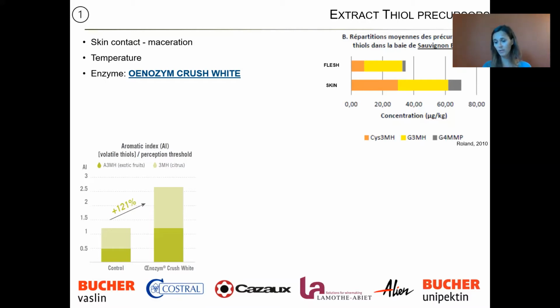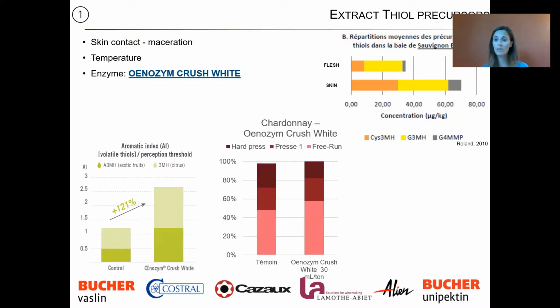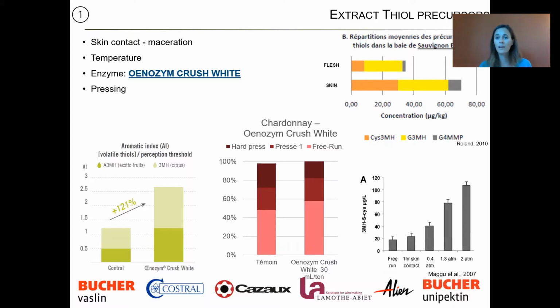One thing that is important and interesting in the use of enzyme is that you're going to increase the volume of free run, which means that for the same yield from your press fraction, you don't have to press as hard, so you will not extract as much phenolic compound. That can be a really good tool to focus on having more free run, higher quality juices. The next way to extract from the skins is pressing. The more you press, the more you extract.